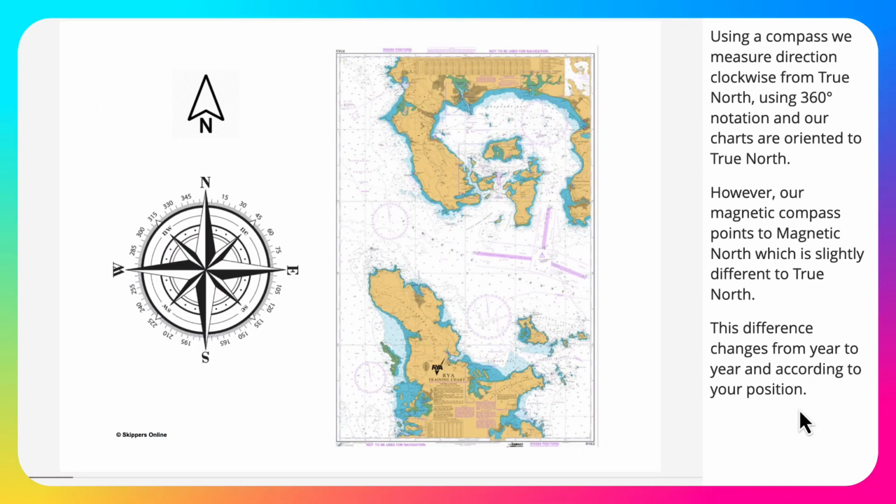Using a compass, we measure direction clockwise from true north using 360 degrees notation, and our charts are oriented to true north. However, our magnetic compass points to magnetic north, which is slightly different to true north. This difference changes from year to year and according to your position.